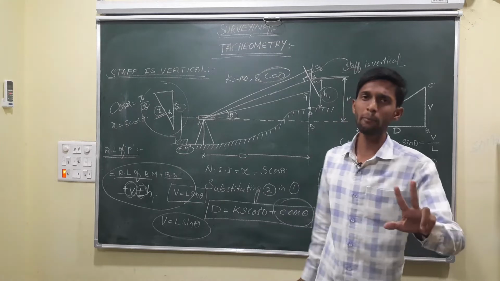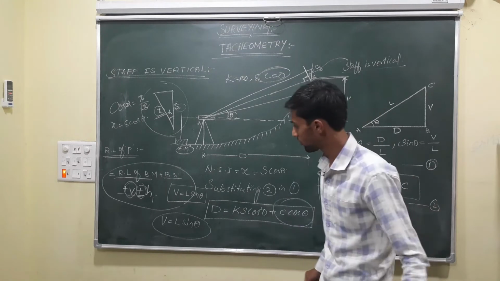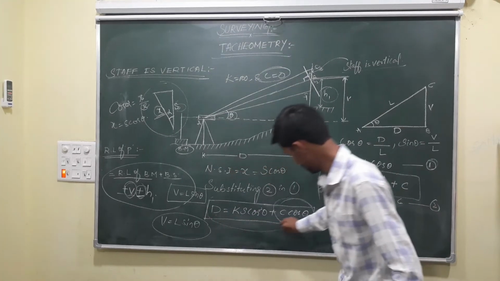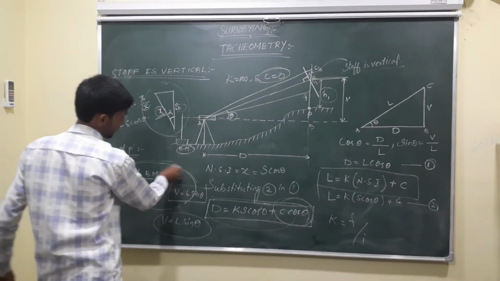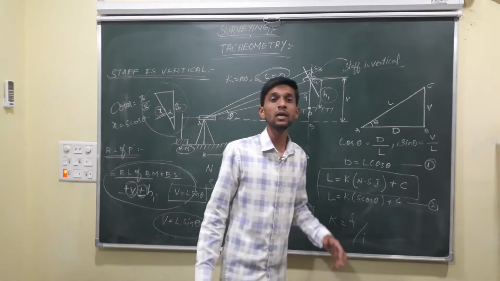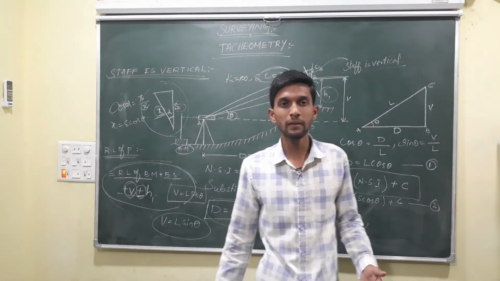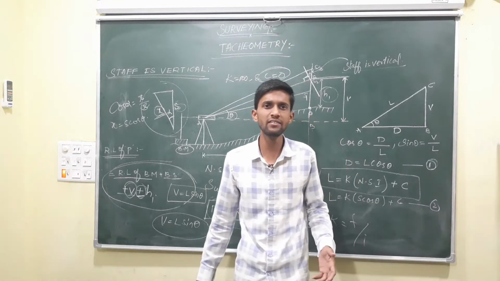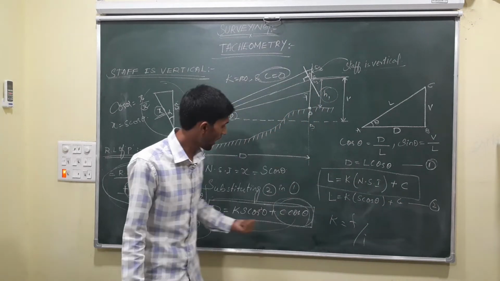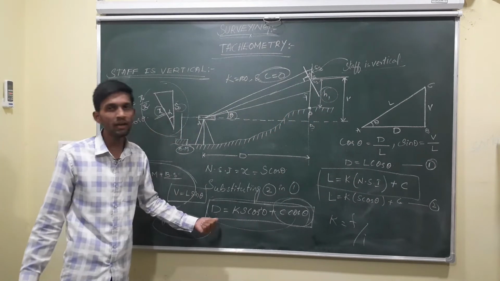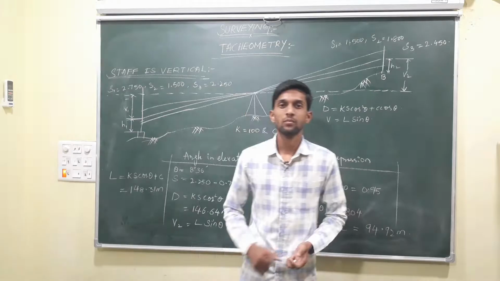Okay, you have to remember both equations. The main one is the horizontal distance equation, then the RL equation. The RL equation you can easily find out by using the figure. You have to remember the horizontal distance formula.